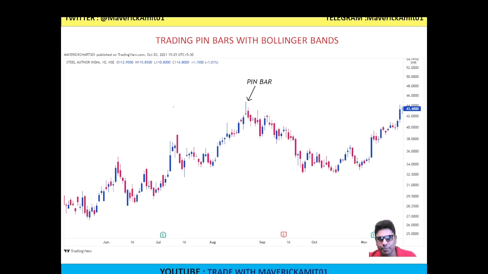Here's another example of a bearish pin bar on the chart of Steel Authority of India. So as I have mentioned, a bearish pin bar must have a long tail and a very small real body. The color of the body does not matter. So friends, we have clearly understood how to visually identify a pin bar pattern on the charts. So once we know what is a pin bar pattern, we can go into the setup as to how we can use this single pin bar pattern in our day-to-day trading.